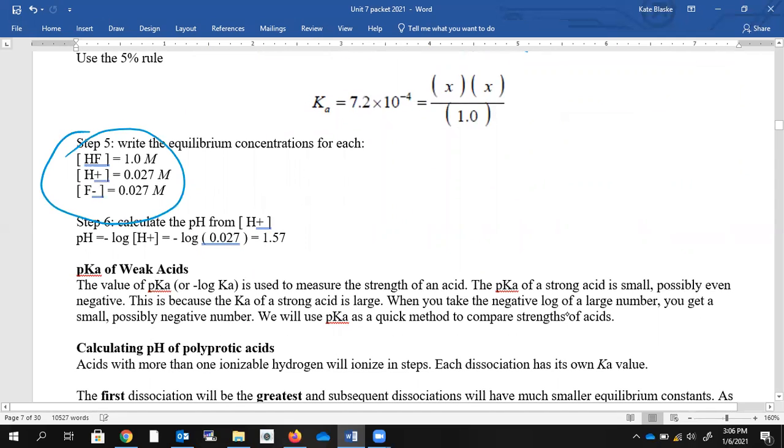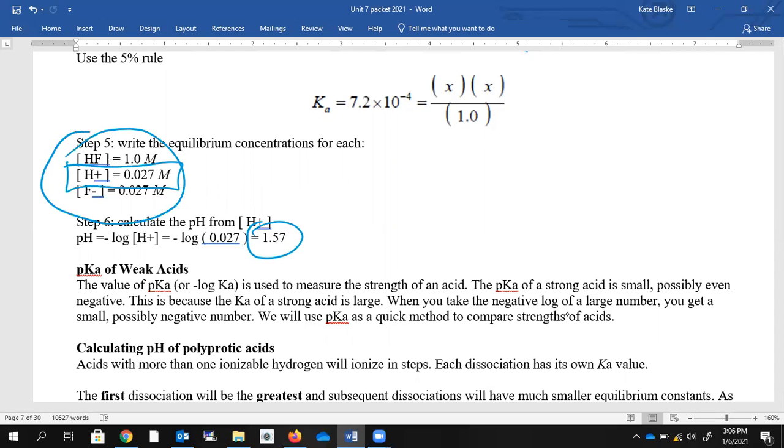So we are used to doing equilibrium and stopping here. If the problem asks for your pH, this is where we need to do one extra step. We found the H plus concentration. We can use that H plus concentration now in our pH calculation. That pH equals the negative log of the H plus. So I take the negative log of that H plus value, which is 0.027 molar, and that gives me a pH of 1.57 for this hydrofluoric acid solution.